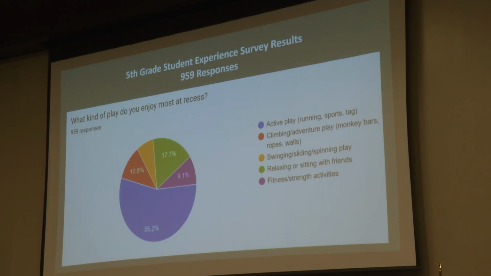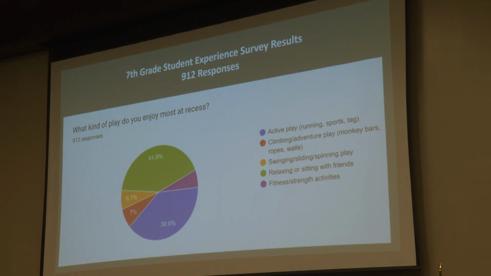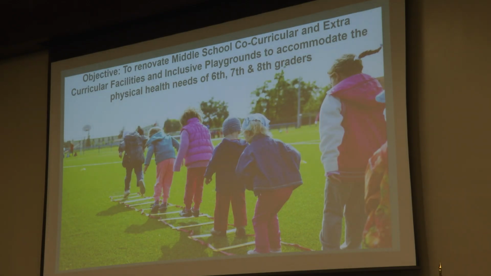When you look at fifth graders, look at the difference of what they want. Fifth grade survey response. You asked us to ask the fifth graders. We asked 959 fifth graders back in September and October. And this is what they want to do, active play. We want a place to run, play sports and tag, followed by relaxing and sitting with friends. If you look at the seventh graders, you can see that there's a major shift. Seventh graders don't want to run as much. They want places where they can socialize, but then followed by places where they can run and do sports. So that's what went into the design of this.